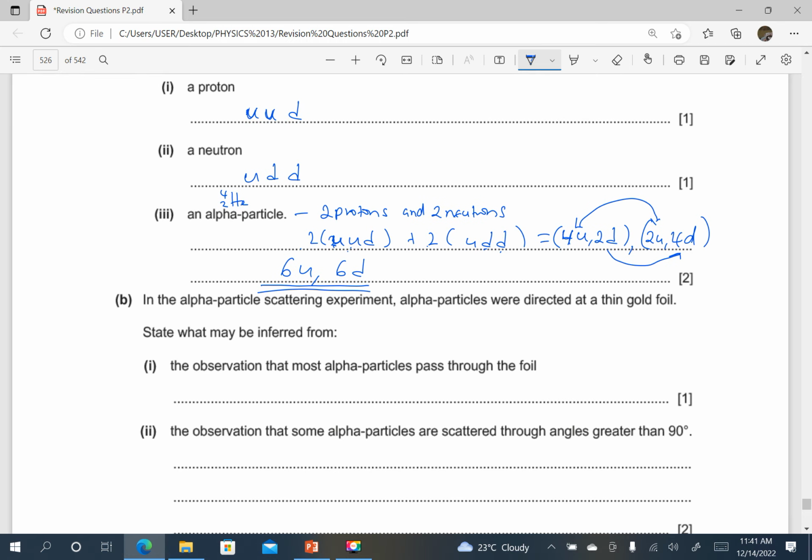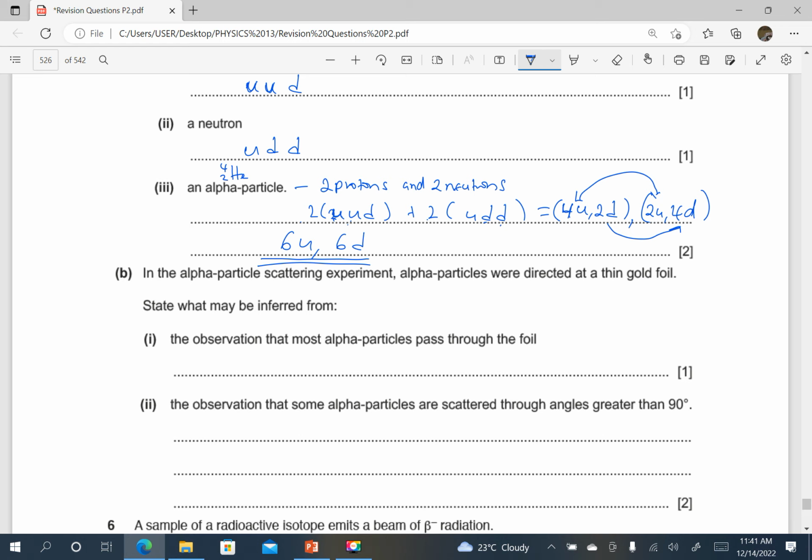In the alpha particle scattering experiment, alpha particles were directed at a thin gold foil. State what may be inferred from the observation that most alpha particles pass through the foil. Most alpha particles pass through the foil simply because most of the atom is empty space. So most of the atom is entirely or mostly empty space.